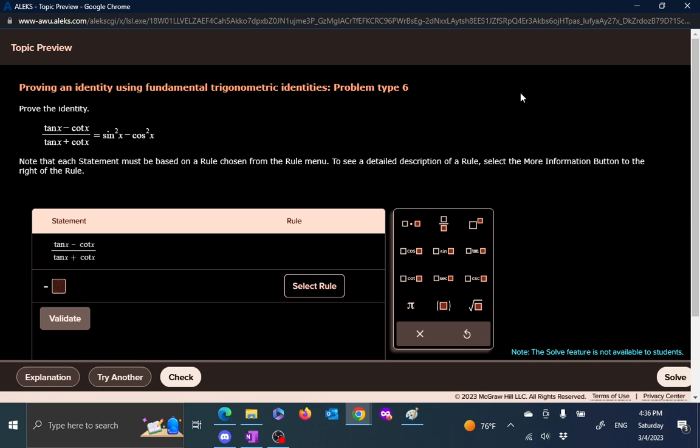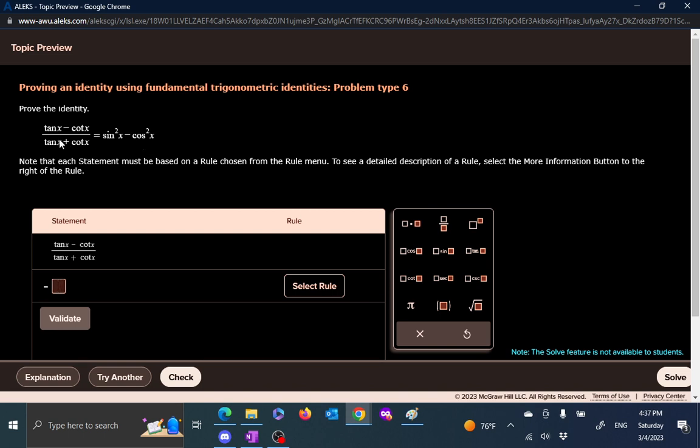Today's topic, proving an identity using fundamental trig identities, problem type 6. So we have gone through 5 of these, and this is somewhat similar to what we had before. Let's see how do we choose our strategy to do this problem. So here I have tangent minus cotangent over tangent plus cotangent. On the right hand side, I have sine and cosine.